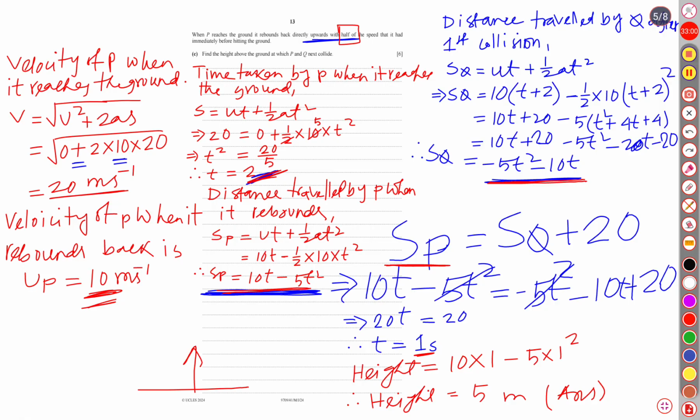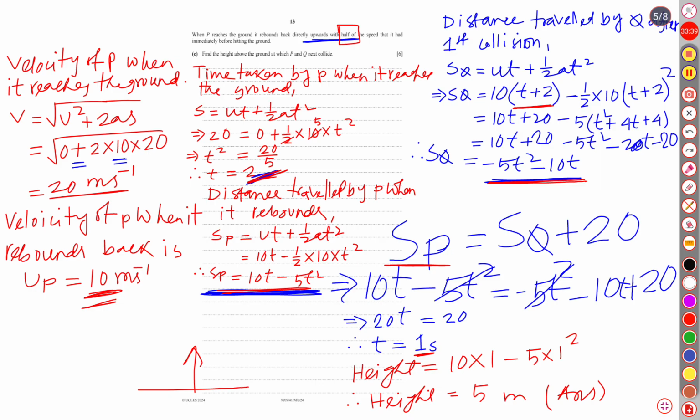Q took 2 seconds more, because Q was continuously moving upward, whereas P reached the ground and again moved up. So as we are calculating the height after the rebounding back of P, the time taken by Q before the rebounding up of P should be calculated. That's why Q took t plus 2. Then finally we obtained that after 1 second of rebounding back of P, they collided each other.